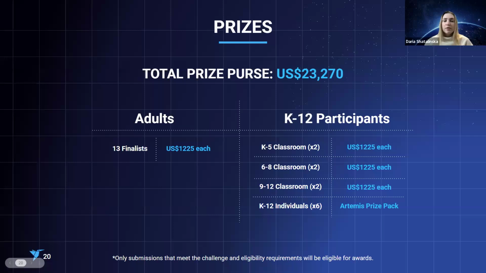Next slide. And now for the prizes, probably the most exciting part. We have a total prize purse of a little bit over $23,000 for this competition. Our 13 adult finalists will receive $1,225 each, and K through 12 participants will receive a different structure of prizes. The classrooms will also receive $1,225 each. Up to 6 winners are going to be selected, and the individuals are going to receive an Artemis prize pack, which is essentially going to be a very nice goodie bag with all the cool things about the mission and space. So very exciting prizes here.